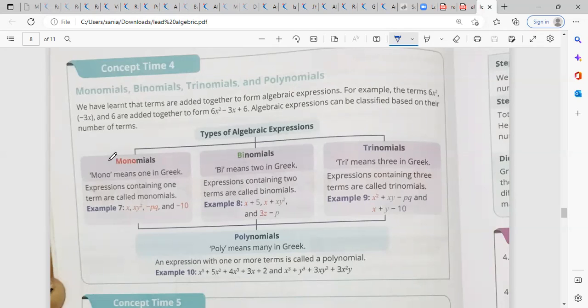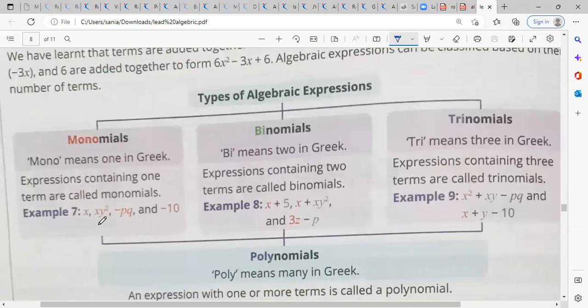Okay, so see, mono means one, bi means two, and tri means three, right? So any expression which has one term. Over here you can see that it has only one term. This again one term, again one term, again one term. So they are monomial.